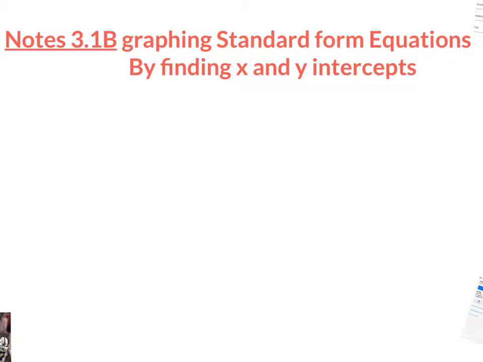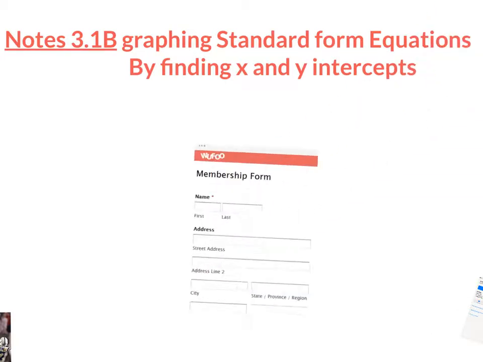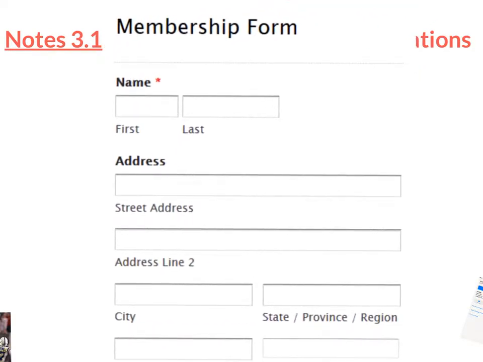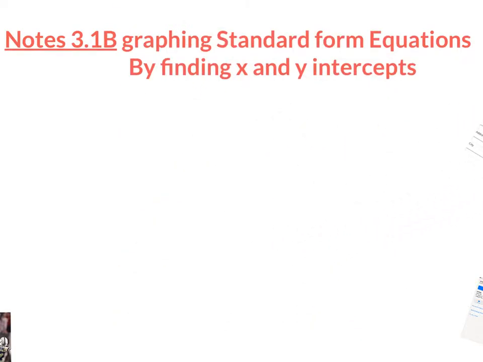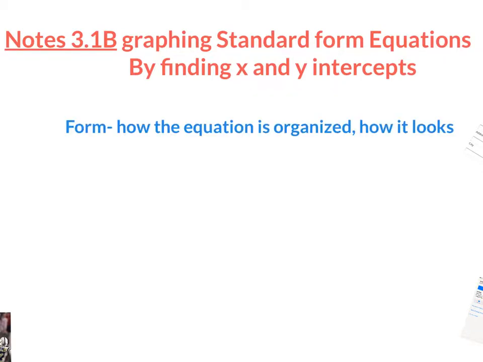So if you're at a doctor's office filling out a form, or if you're on the internet filling out a form, like right here we have a membership form, there's organization to it. Your name, first, last, address. So there's organization to it. So the word form simply means how it's organized and how it looks. All right. So the word form means how the equation is organized and how it looks.